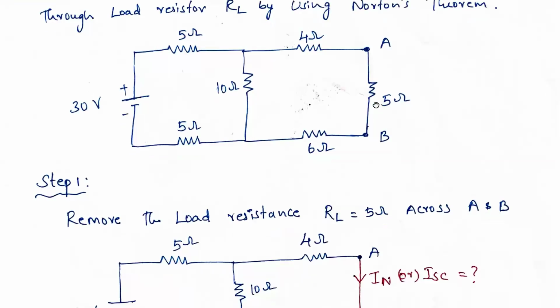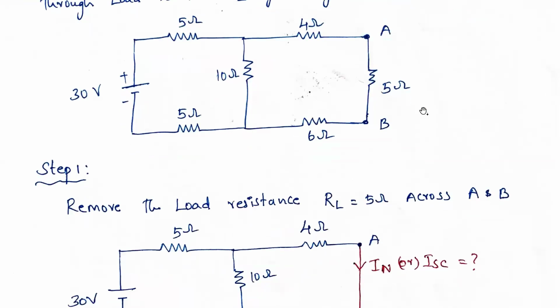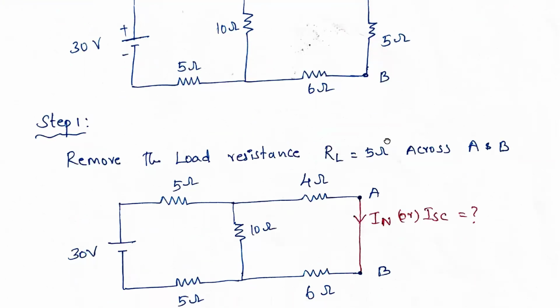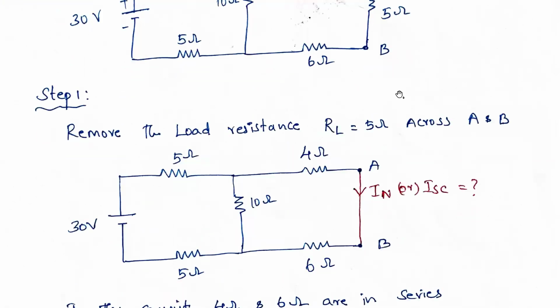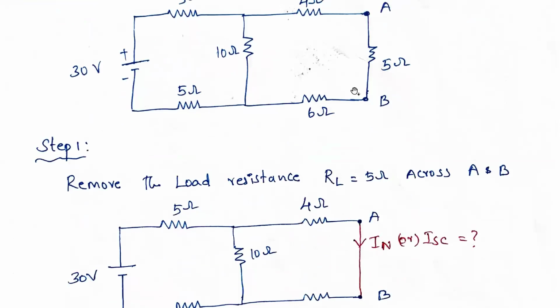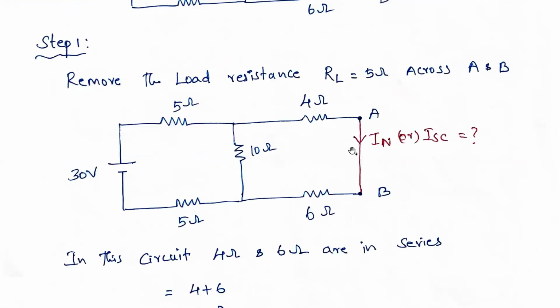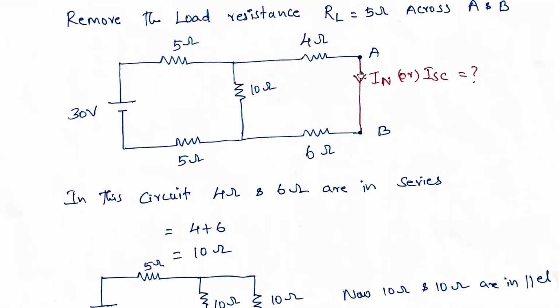What is the first step? First step is to remove the load resistance RL across the points A and B. That is the first step. So first we removed the load resistance. After that, we need to short circuit the points. So we need to find out what is the short circuit current over this point, or otherwise Norton's current. Now we short circuited this particular point. Now we need to find out what is the current to this point.